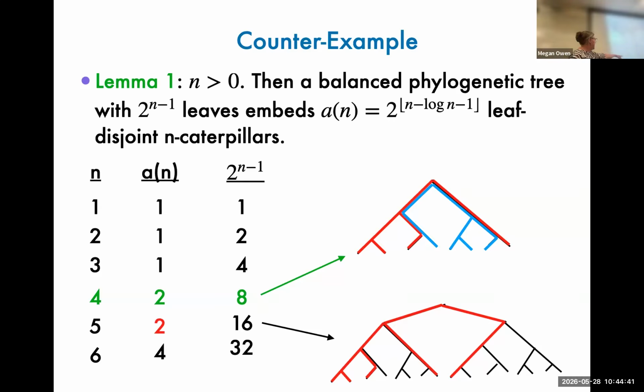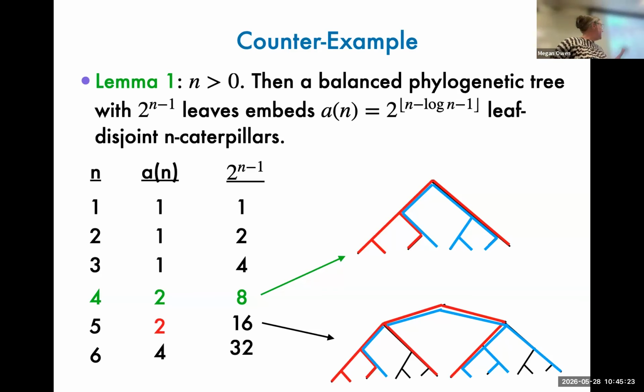But if I move up to the next size of balanced tree, I put a caterpillar and do another one, I end up in a situation where there are leaves that aren't covered by caterpillars, but I can't actually put another caterpillar in. So if you count, this is n, and your balanced tree is on 2n minus 1, and this is a count of how many caterpillars you can add. You see that it ends up in these situations where you get a repeat, and then it jumps up.